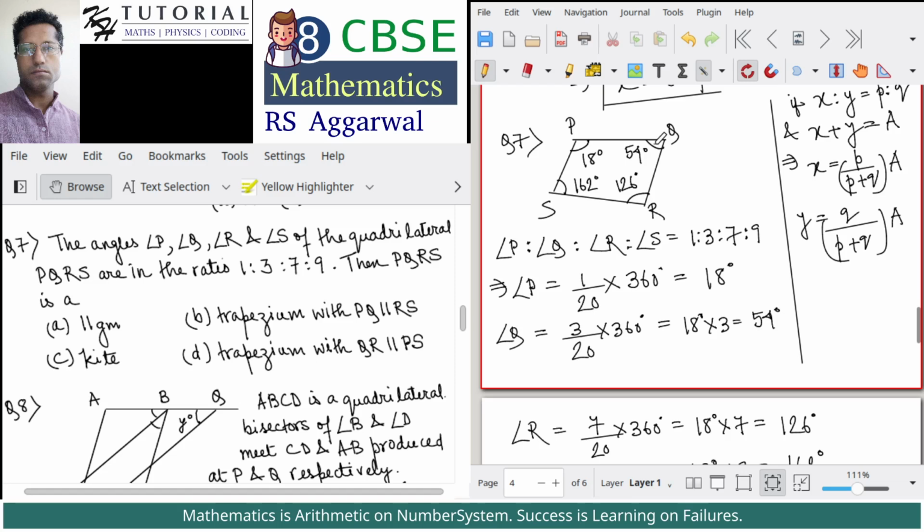Is it a kite? In a kite, one pair of opposite angles is equal, so this is also not a kite. A trapezium with PQ parallel to RS. Okay, it must be between B and D, so it has to be a trapezium. Now, trapezium.